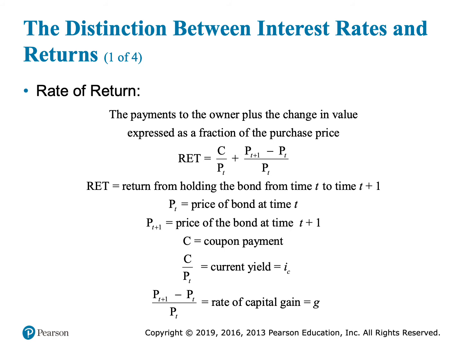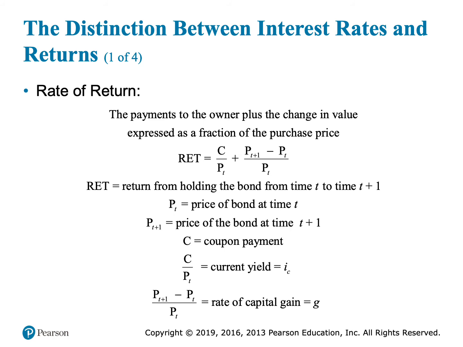Let's look at the rate of return on a one-period coupon bond. Now keep in mind, this bond will be sold to the private market prior to its coming to maturity. So we won't be receiving the face value of the bond. Whoever owns that bond after us will receive that face value if and only if they hold it to maturity, right? We're not going to hold it to maturity. We're going to sell it before that final payment arrives. So let's look at what the rate of return would be, right? The payment to the owner plus the change in value expressed as a fraction of the purchasing price.